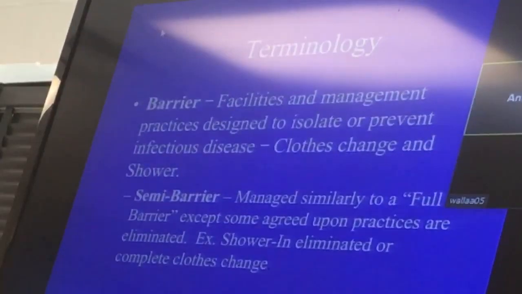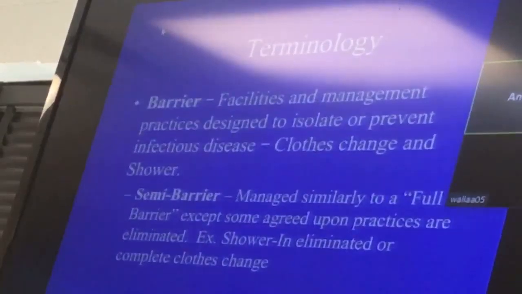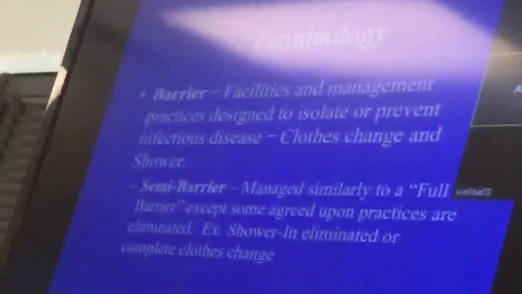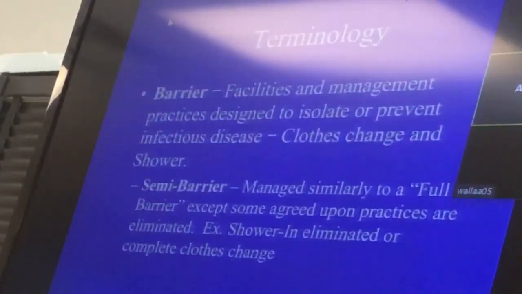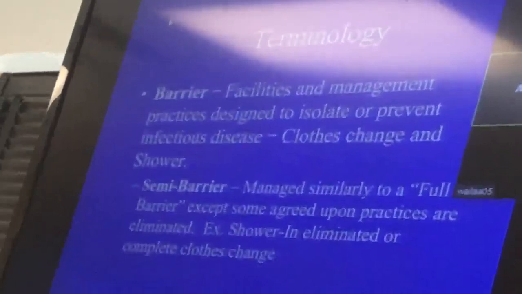So most of us have what we call semi-barriers. They're managed with the same types of procedures as a full barrier, except you typically don't have a shower in, shower out requirement. You may have a requirement to change into scrubs when you enter the facility. Personnel who work in the facility, healthcare technicians, definitely have to change out. But often PIs, investigators, are allowed to come into the facility by donning special gowns that we provide within the facility.